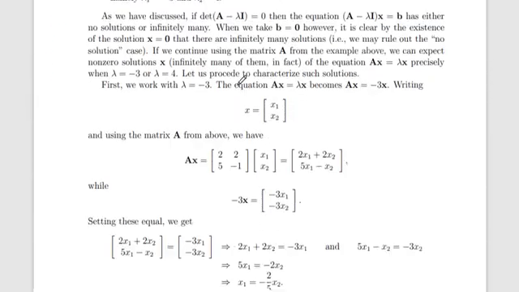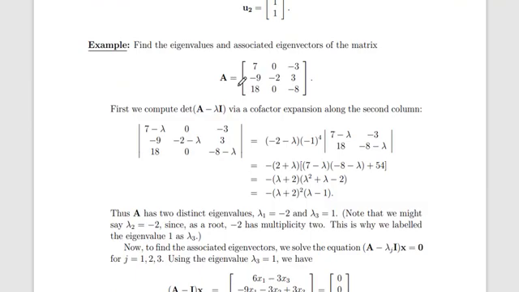Now let's start with another example. Find the eigenvalue and eigenvector of this matrix. This is a 3 by 3 matrix. First of all, let's start with A minus lambda I. Okay, so this is A minus lambda I, and this determinant has to become 0. So we have to solve it.